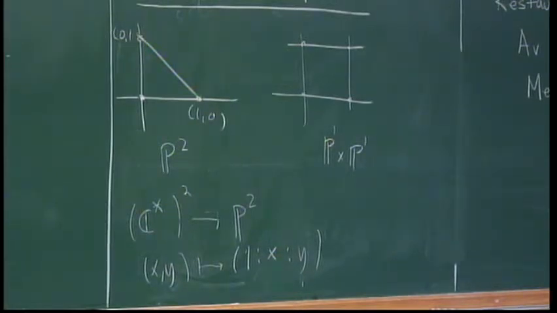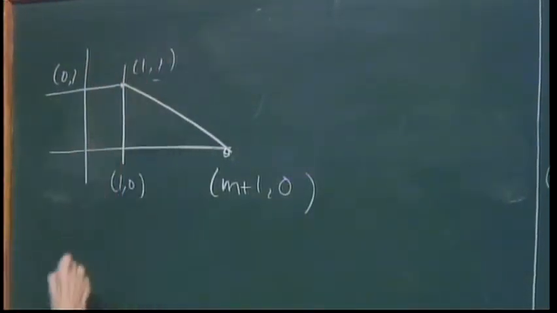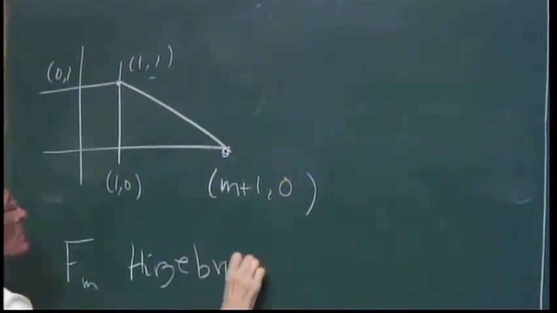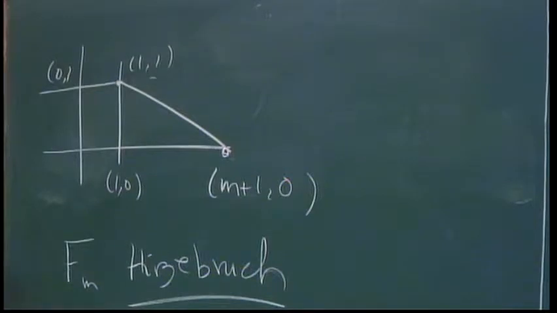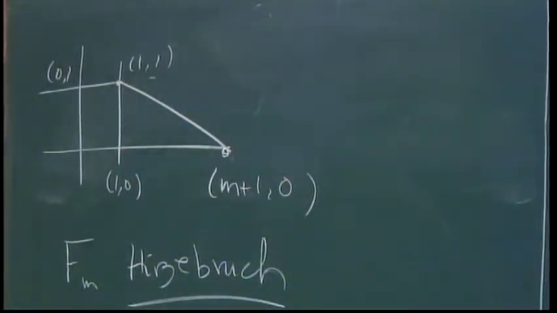Here is M plus 1, 0. Here is 1, 0. Here is 0, 1. And then this is 1, 1. And this is a Hirzebruch surface. So all of these surfaces that we know and love are toric. I mean, many of them that we're actually using all the time.